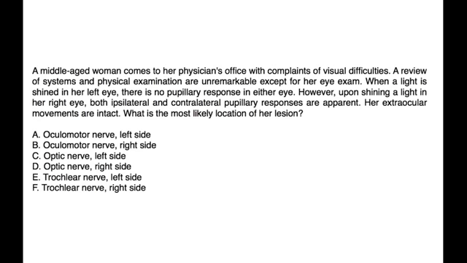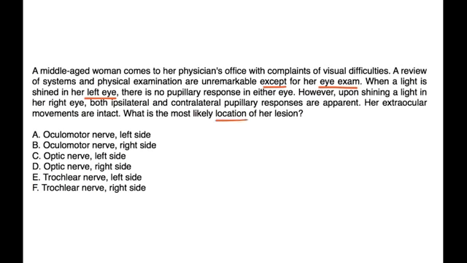A middle-aged woman comes to her physician's office with complaints of visual difficulties. A review of systems and physical exam are unremarkable except for her eye exam. When a light is shined into her left eye, there is no pupillary response in either eye. However, upon shining a light in her right eye, both ipsilateral and contralateral pupillary responses are apparent. Her extraocular movements are intact. What is the most likely location of her lesion?